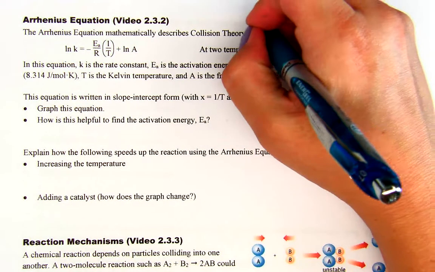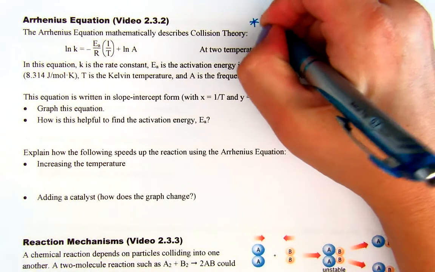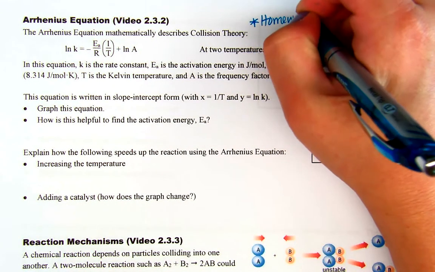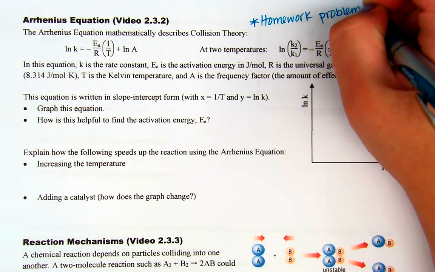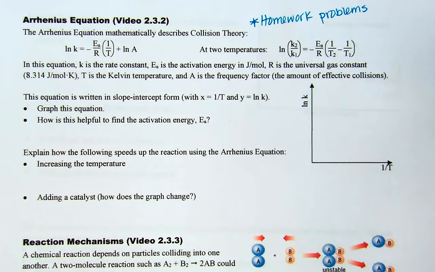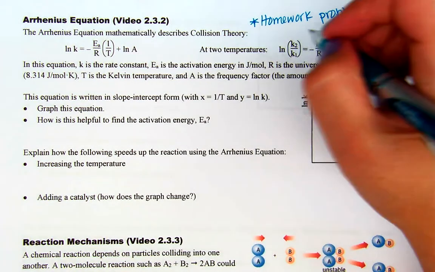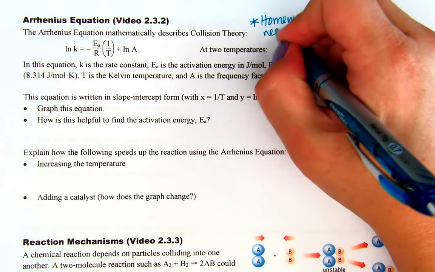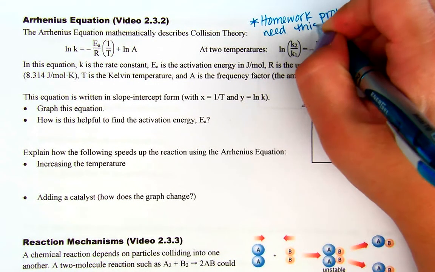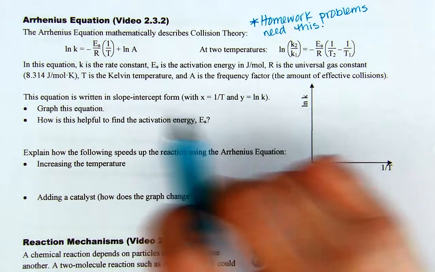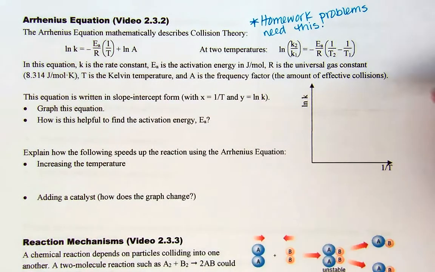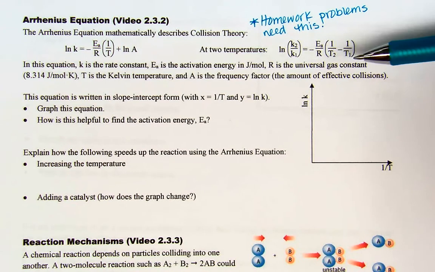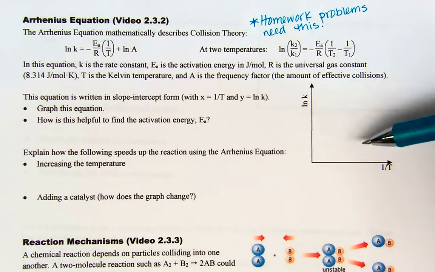Well, not really homework. The class problems, the problem set for 2.3, need this equation. So as you're working those, make sure that you follow these two equations. You can just pull it out. Don't worry about memorizing them. The AP test won't make you calculate, but you are going to need to know this graph I'm going to show you.